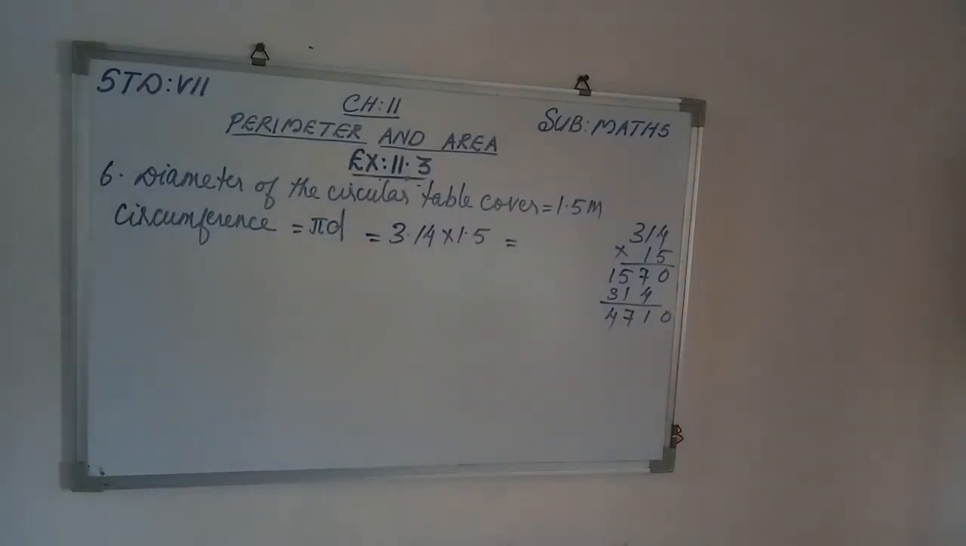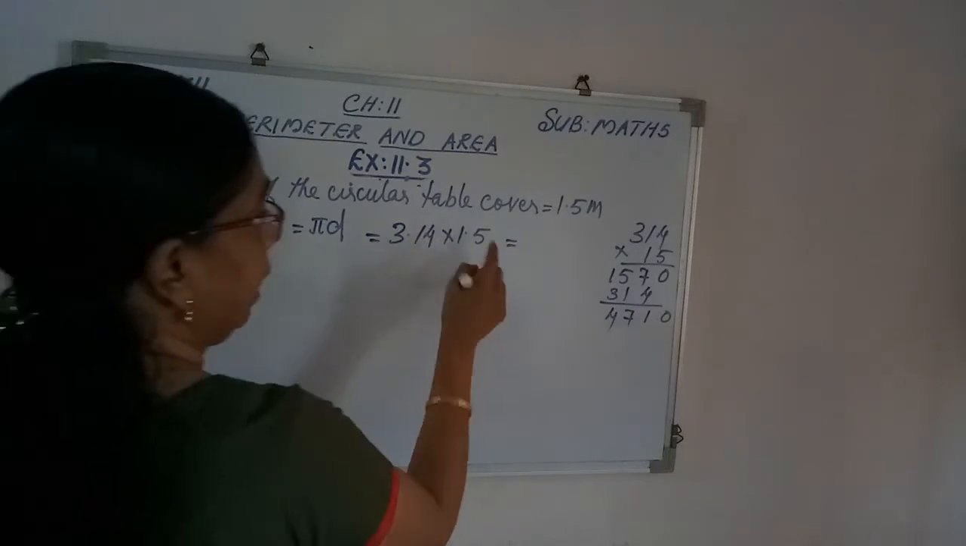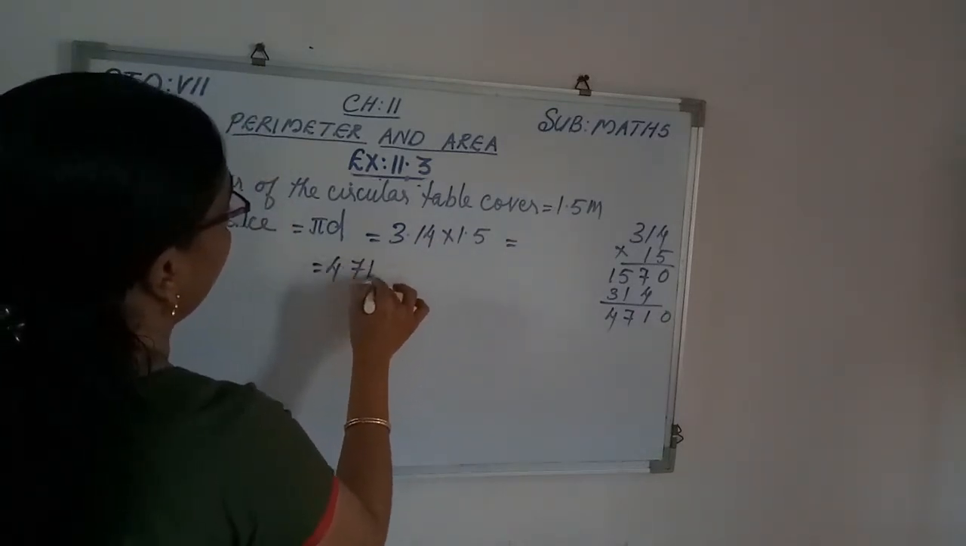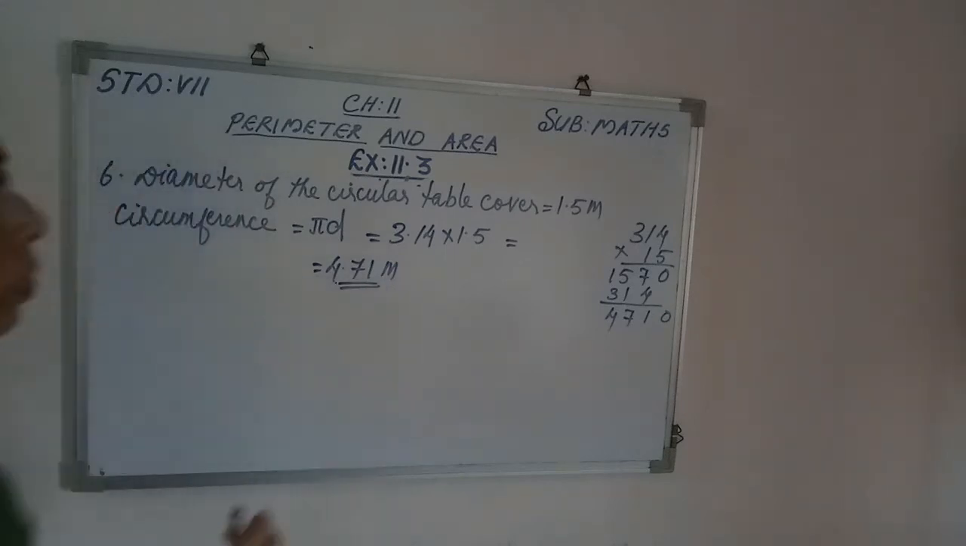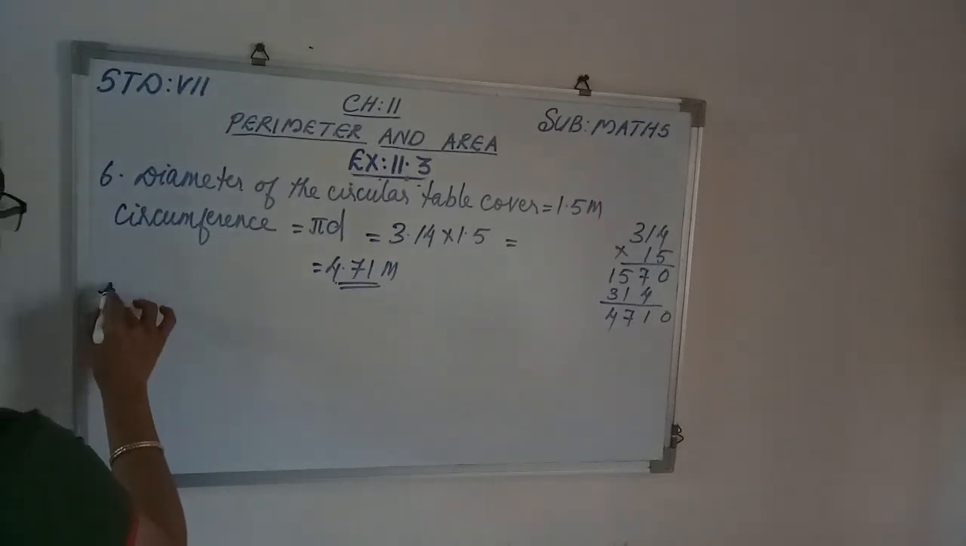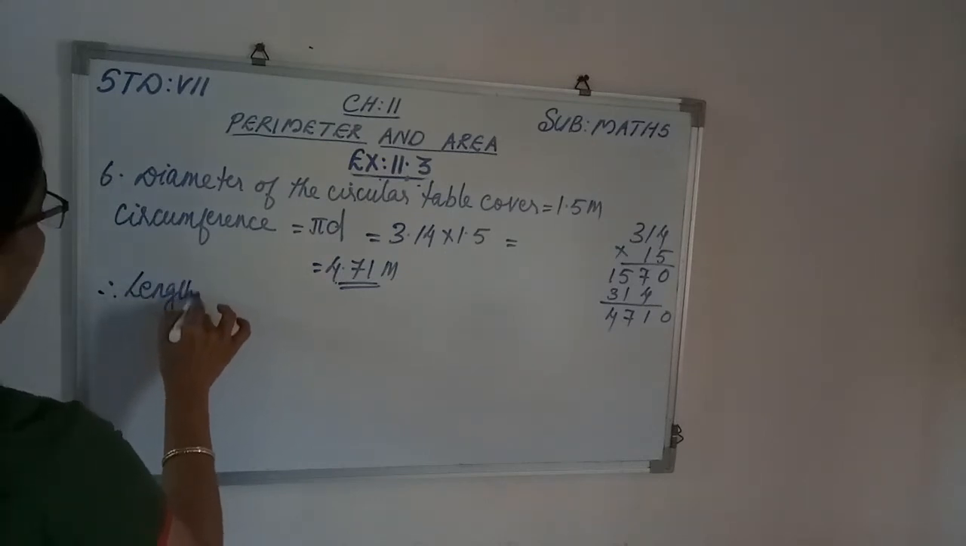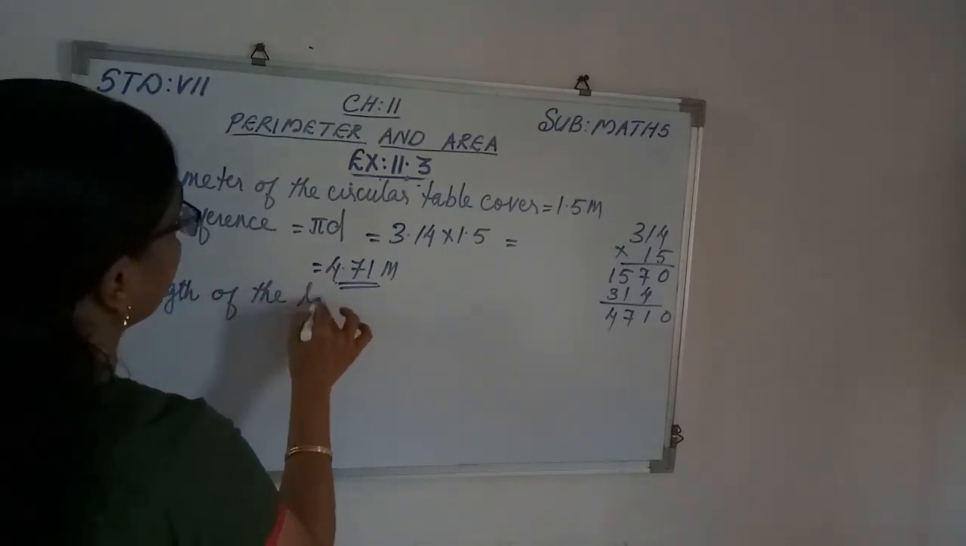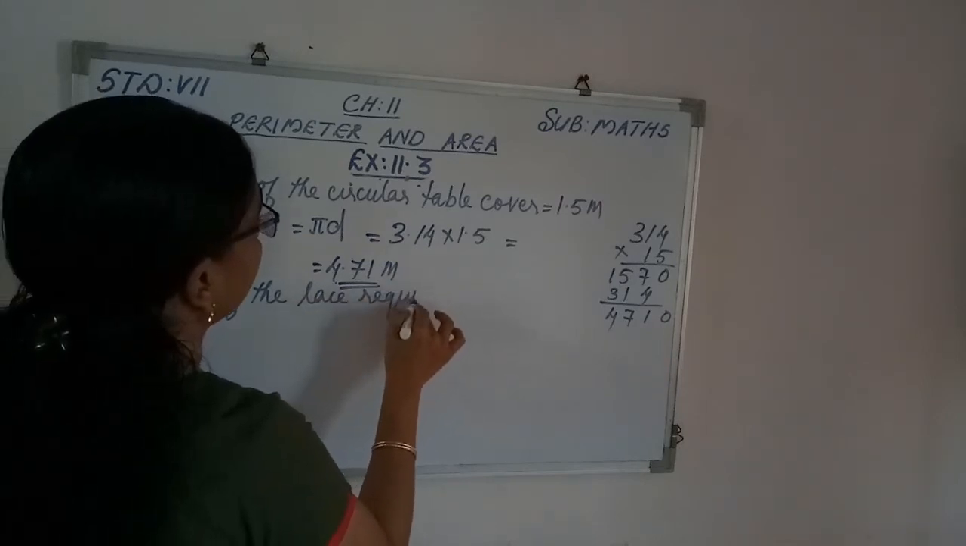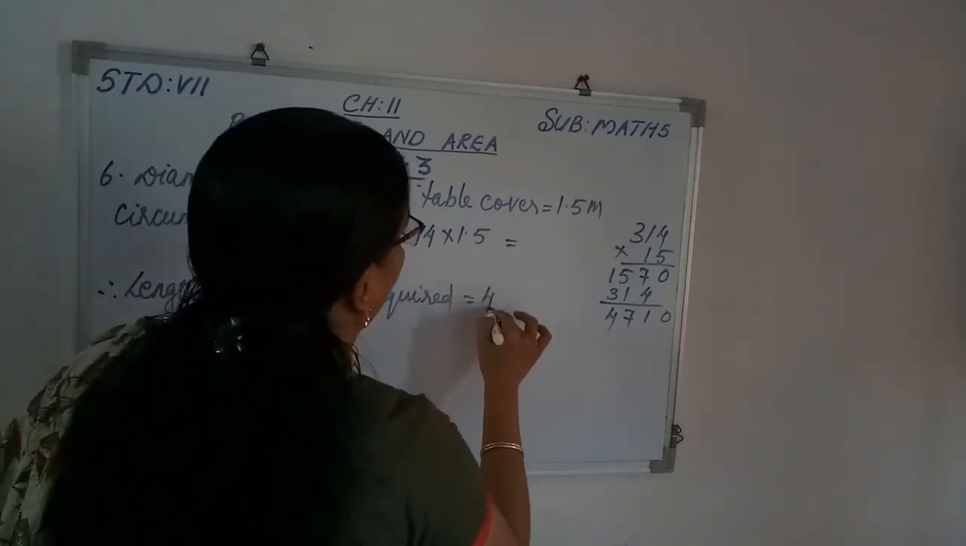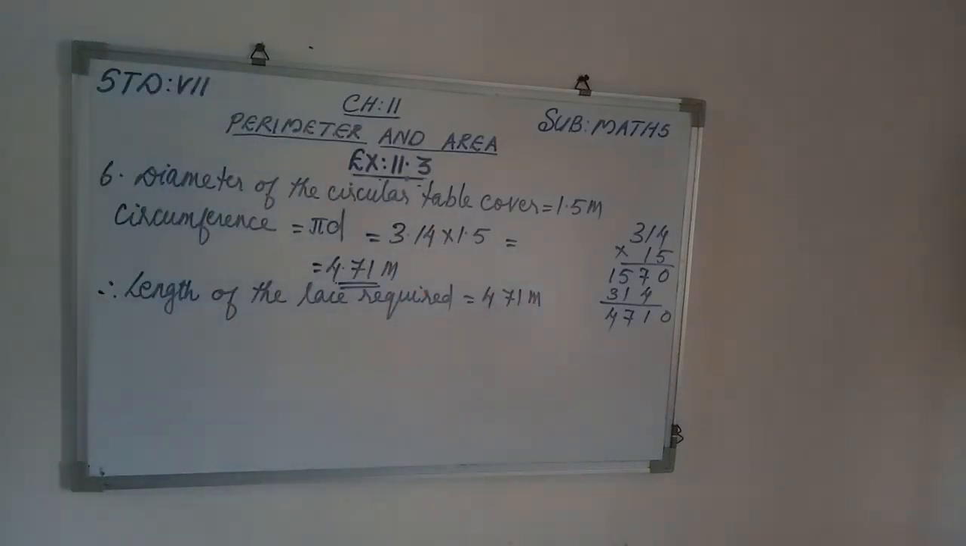So the answer, you will get it as how many decimal places? 3. So 4.71 meter. That is the circumference of the circular table cover. So we can write, therefore, length of the lace required is equal to 4.71 meter, isn't it?